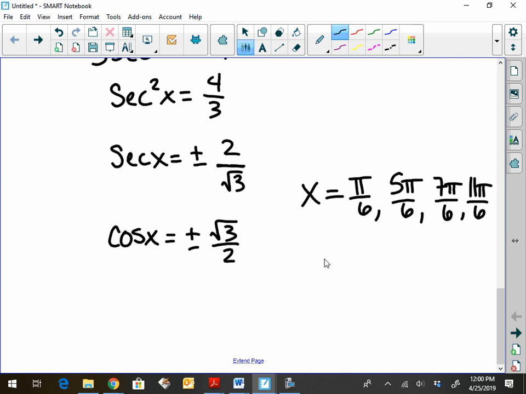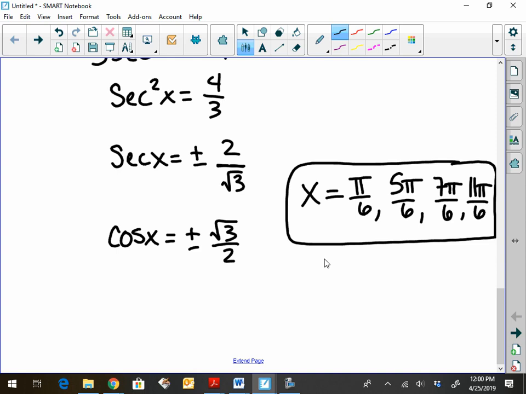And we were looking at the cosine, right? So that would be our x values. And since it's just restricting that domain, we only have those 4. Okay? All right, now here's another one.